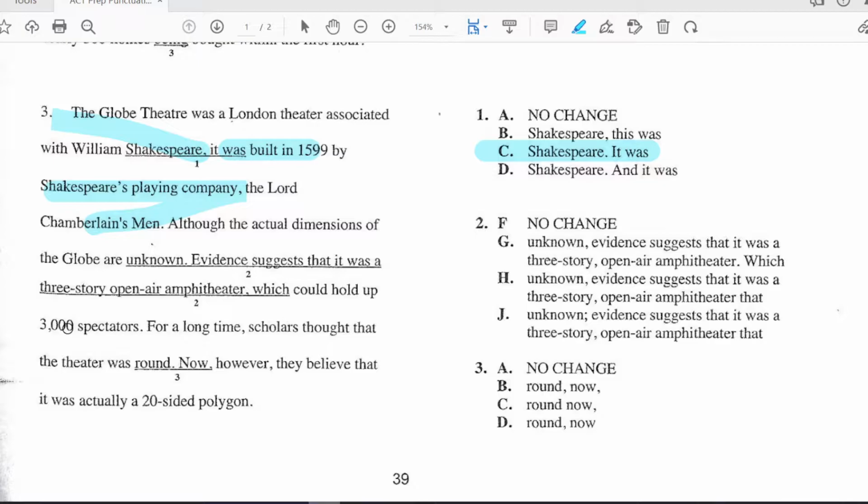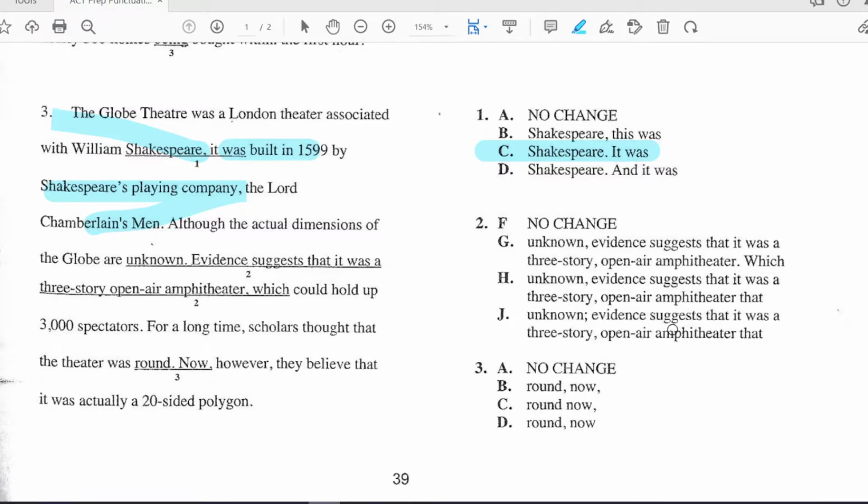So this is another one they like to throw at you because there are multiple errors in the same question. So let's look at it. Although the actual dimensions of the globe are unknown, that is an introductory clause. You can tell because it starts with although. That's kind of our signal that we're introducing something. So that needs a comma behind it. So we have unknown, comma, unknown, semicolon.